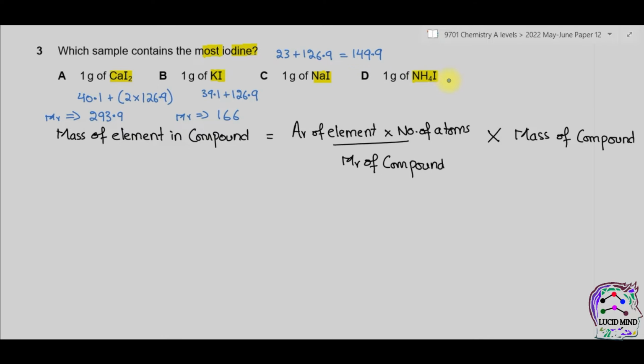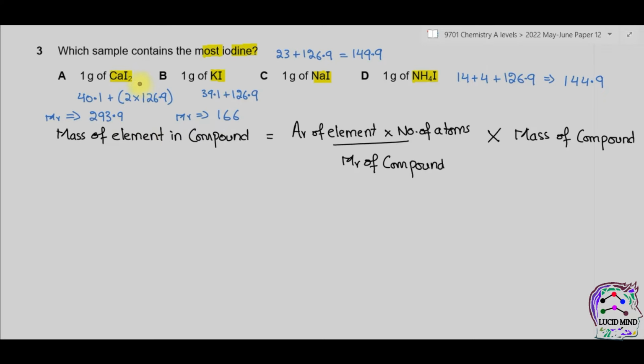Last one is ammonium iodide. For nitrogen it is 14, for 4 hydrogen we have 4, for 1 iodine we have 126.9, so the molecular mass comes equal to 144.9. Now we have the molecular masses and the atomic masses. Let's put the values.